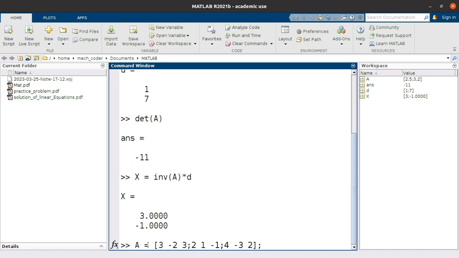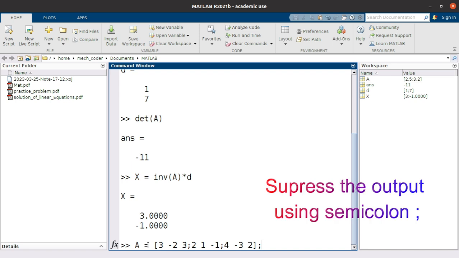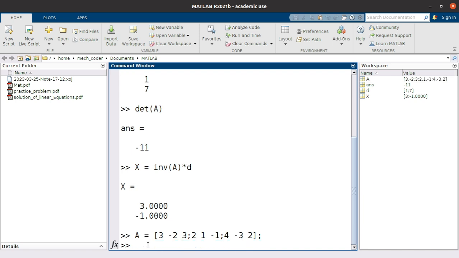Now I don't want to display this result in the command window, so I'm going to use a semicolon outside of this bracket. That means it will not display the result in the command window. So if I press the enter key, matrix A is created which contains these elements.